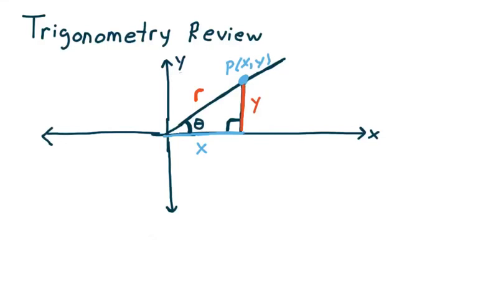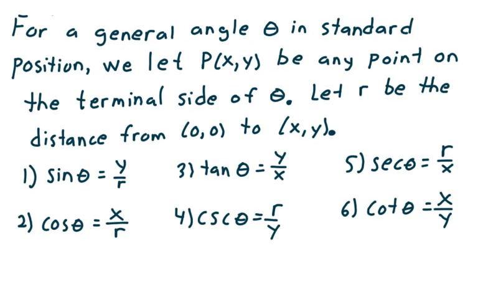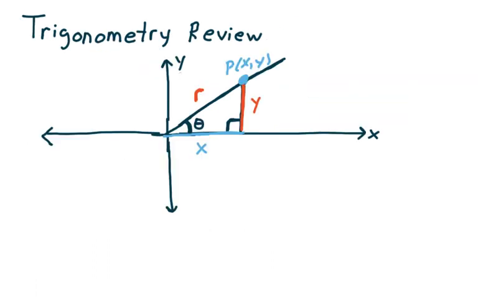In this video, we're going to do a trigonometry review. We're going to come back to this picture shortly. For a general angle theta in standard position, we let (x, y) be any point on the terminal side of theta. Let r be the distance from (0, 0) to the point (x, y). So going back to page 1, this gives you a visual of what I'm talking about here.